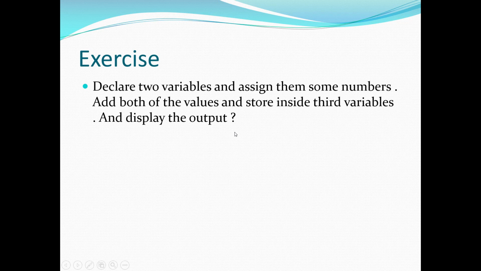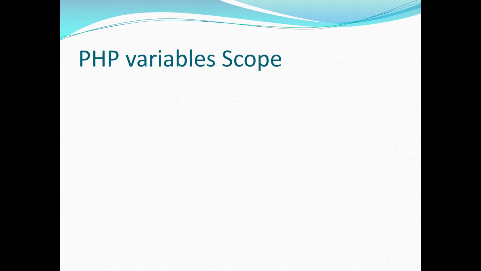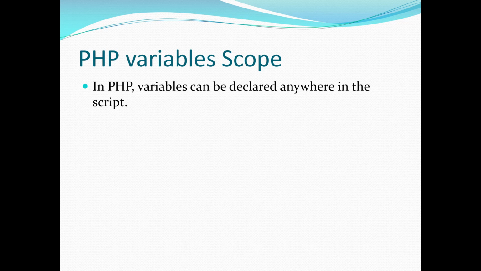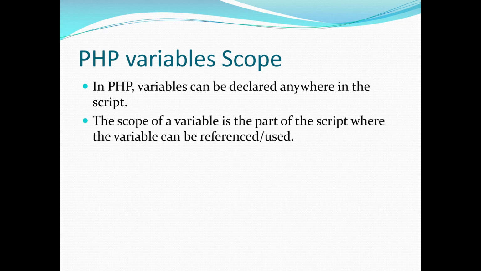Now, PHP variable scope. What is PHP variable scope? In PHP, variables can be declared anywhere in the script. The scope of a variable is the part of the script where the variable can be referenced or used. PHP has three different variable scopes: the first is local, the second is global, and the third is static.